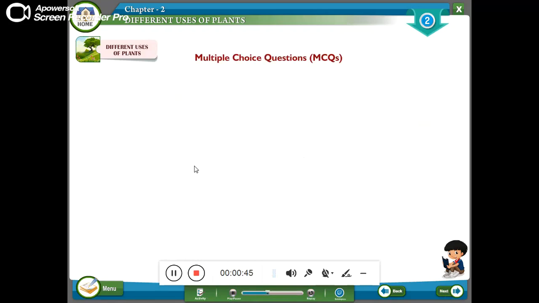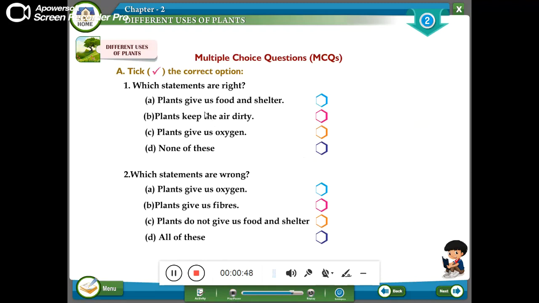C. Multiple choice question, right? Which statements are right? Plants give us food and shelter. Is it right? Yes. Plants keep the air dirty. It's wrong, right? So we have to tick only the right one. Plants give us oxygen, right? None of these.